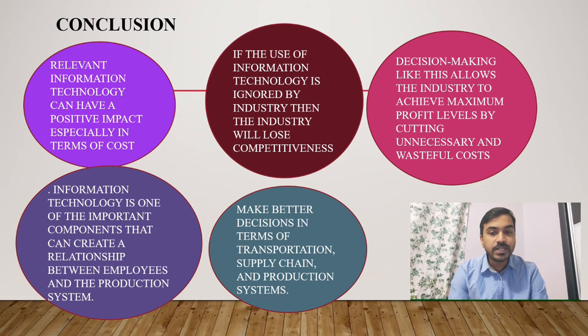Technology enables industry workers to make better decisions in terms of transportation, supply chain, and production system. Decision making like this allows the industry to achieve maximum profit level by cutting unnecessary and wasteful costs. But this doesn't mean that information technology only has positive effects. Information technology can have a positive or negative impact on the industry. The existence of both effects depends on the purpose and the manner in which industry workers apply the technology, either in the right way or the wrong way.